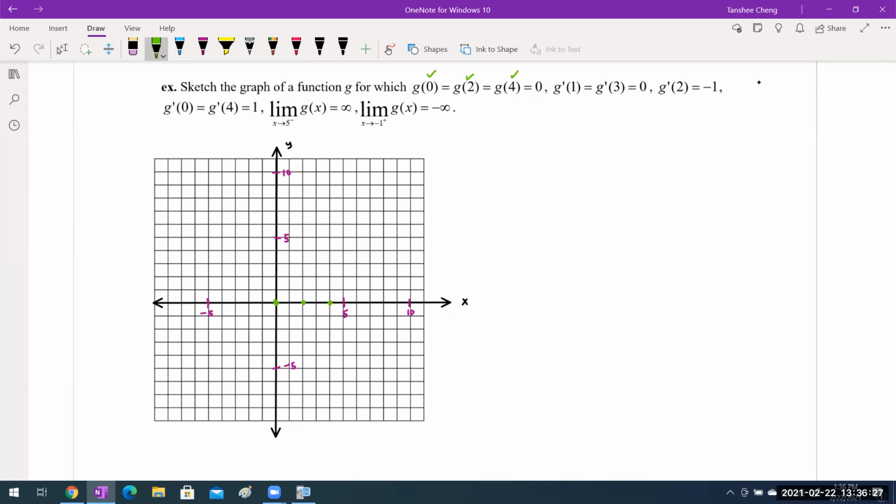Right? Those are the x-intercepts. So I can sort of see how this graph is going to be going. If these are x-intercepts, then my graph could loop like this, or my graph can loop like this.